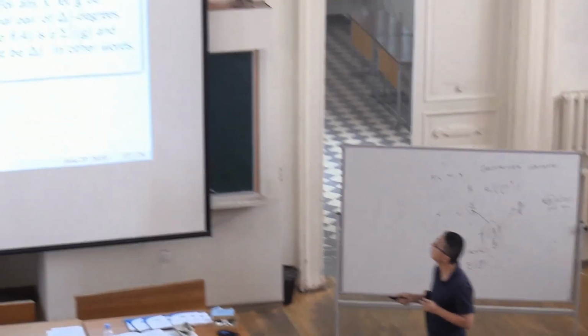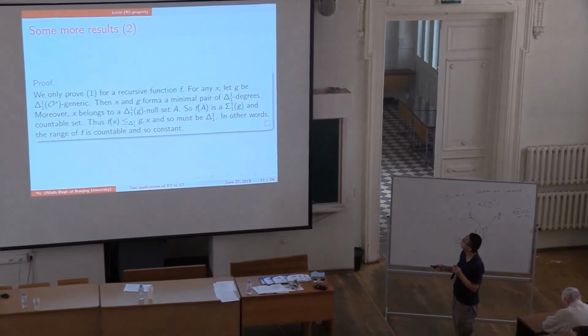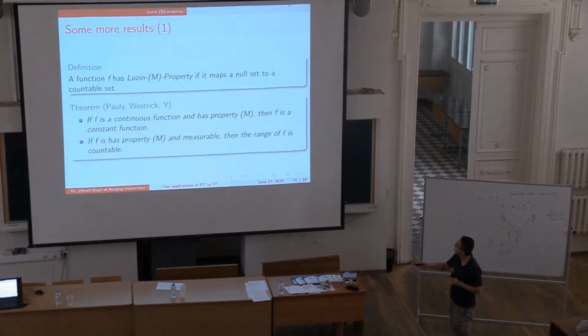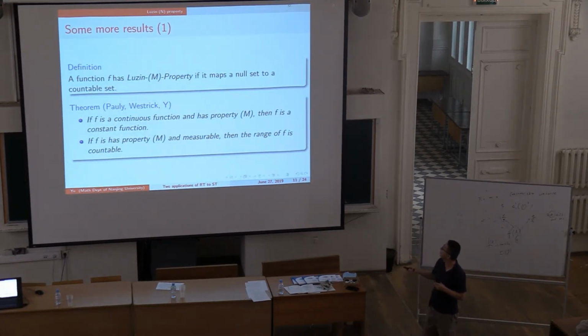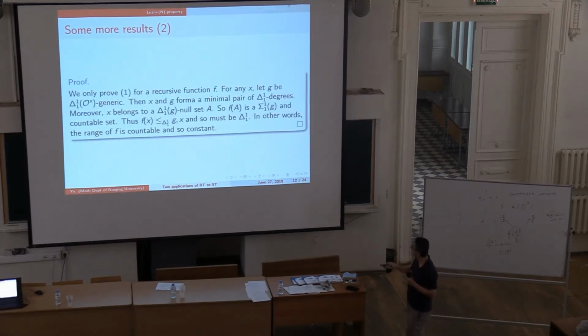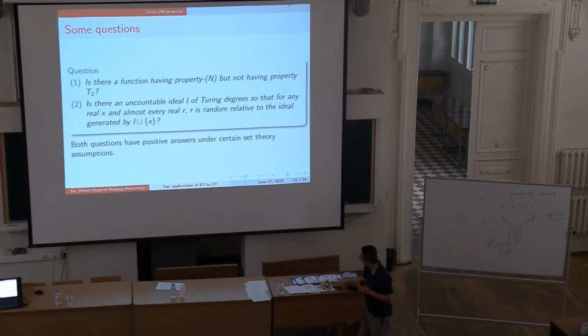And we can prove the second result by the same principle as before. Now, there are some open problems left. We can prove that every measurable function has the Luzin property, has T2, but we don't know whether this is true for an arbitrary function.